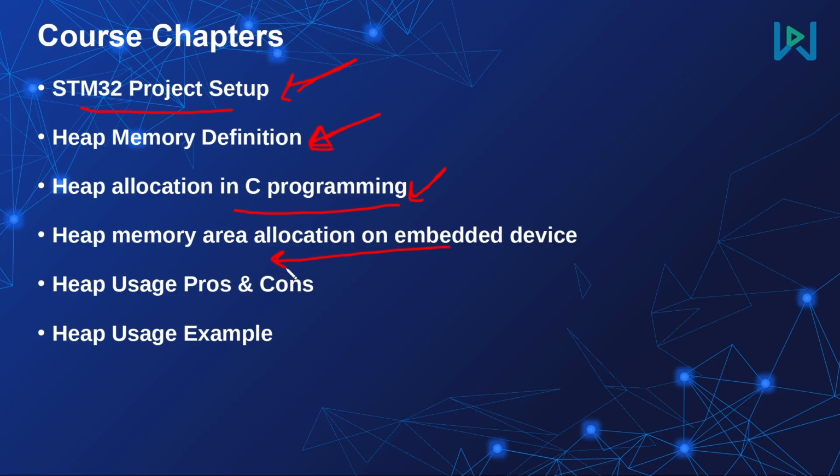Then we'll see how we can initially allocate the heap memory segment through our embedded system based project. We will focus here more on how we can configure and set up our linker script to reserve a memory segment dedicated for our heap memory. We will see as well the different pros and cons of heap memory usage.